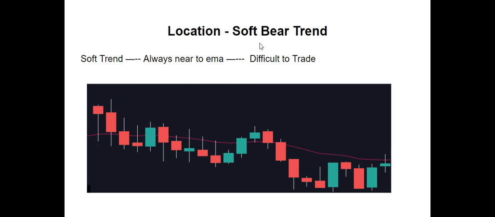Then location in a soft bear trend, same problem. It's a soft trend, always near the EMA, and it is still difficult to trade. So it is better to avoid a soft bear trend. So just now we observed soft bull trends and soft bear trends are bad contexts to take a trade.